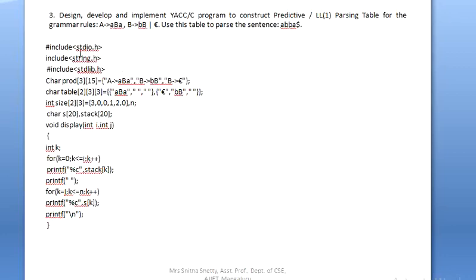header file #include stdio.h. The program begins with #include standard input output.h, and we might need some string functions also. So I am using the header string.h, and I need some external library, or later you can add this. So I am including stdlib.h. Now I am declaring 3 arrays.